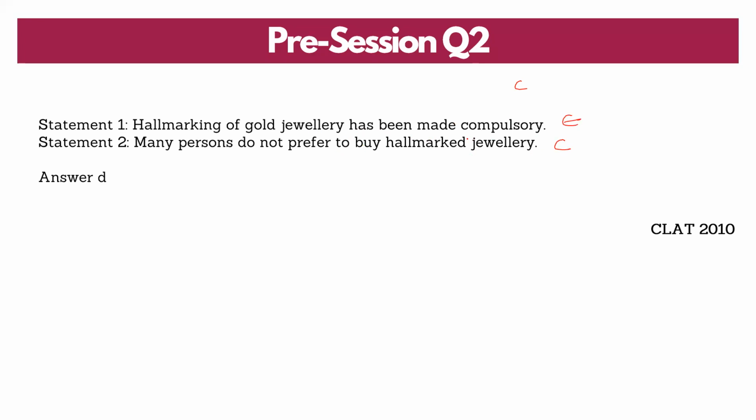It has been made compulsory. If something has been made compulsory, there would be some reason behind it. So two could be the cause and one could be the effect. I'm not saying that there is a cause and effect relationship. Now I will apply the covariability and see.